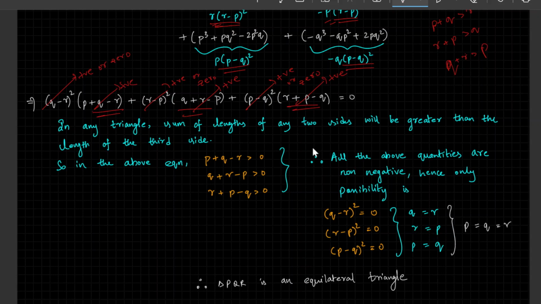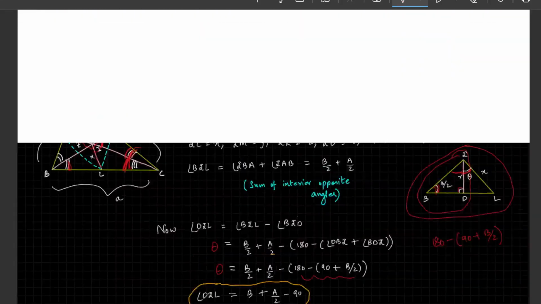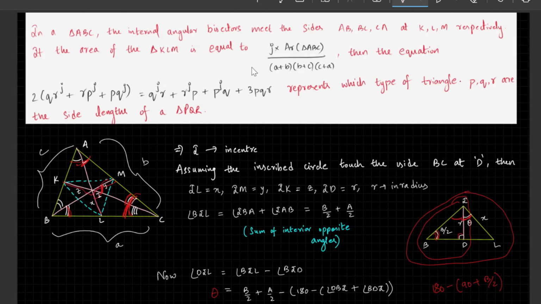I hope you guys enjoyed this. So this is actually a very lengthy problem, to be honest. Actually this is a proof, right? The area of the triangle formed by the internal angular bisectors' intersection points with the sides is 2 times the area of triangle ABC divided by (a plus b) into (b plus c) into (c plus a).